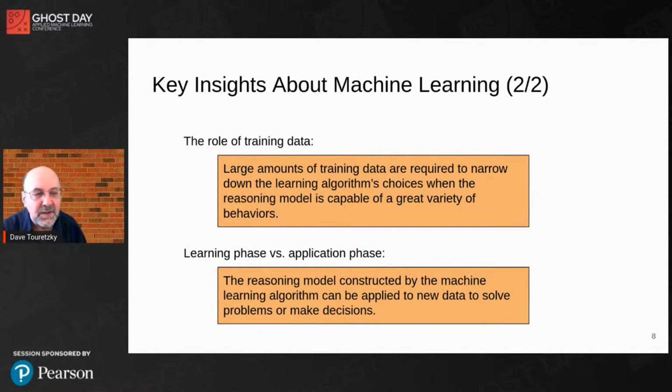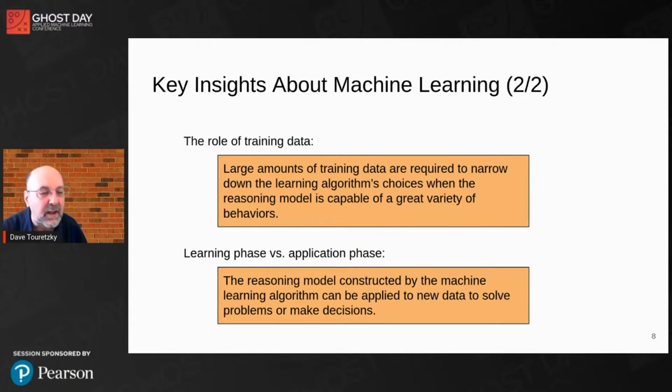It's because if the reasoning model is powerful, if it's capable of a great variety of behaviors, then the learning algorithm's job is to get the reasoning model to behave in a particular way. And there are many possible choices of behavior. So the only way the learning algorithm can know what the right parameters are, it needs enough training data to narrow down its choices. That's what we want people to walk away with.